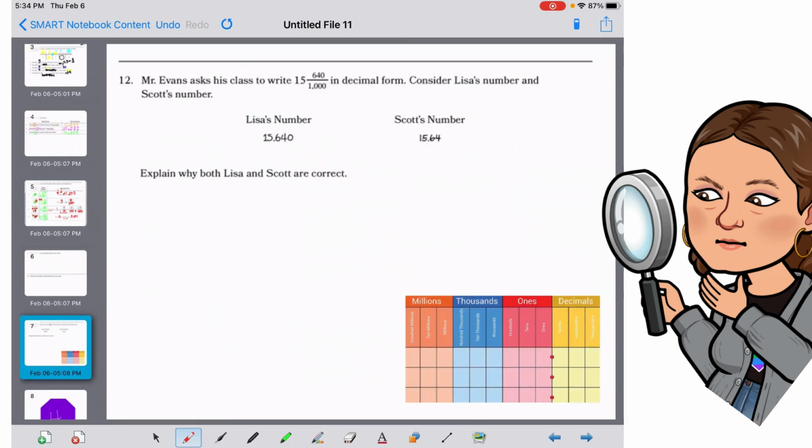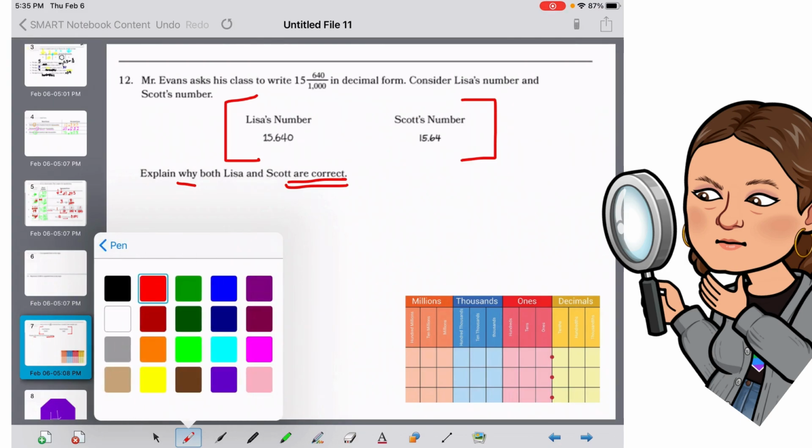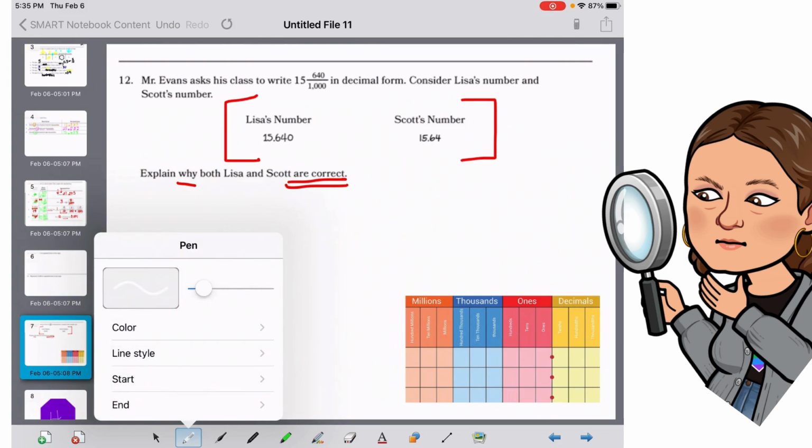Okay, next I want to skip over to number 12. Mr. Evans asked his class to write 15 and 640 thousandths in decimal form. Consider Lisa's number and Scott's number. When they say consider in a word problem, that just means look at it, think about it. Explain why both Lisa and Scott are correct. So the problem is telling us they are correct. Do not write a sentence telling me that you agree with one person and not the other.